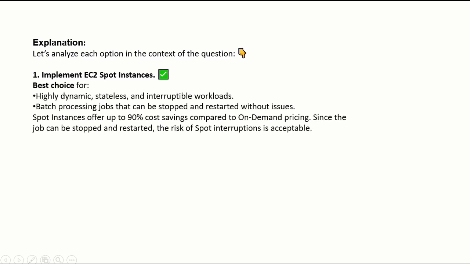What is the reason? See, highly dynamic, stateless and interruptible workloads and batch processing jobs that can be stopped and restarted without issues. Okay. And it also offers up to 90% cost saving compared to on-demand pricing. Since it is mentioned that the job can be stopped and restarted, the risk of spot interruption is acceptable. Okay. And it is also cheap. It will save you 90% of your cost.